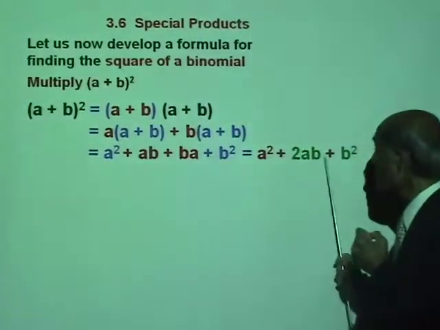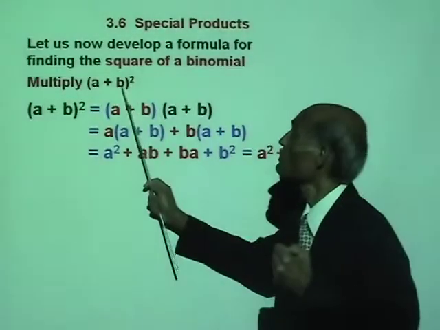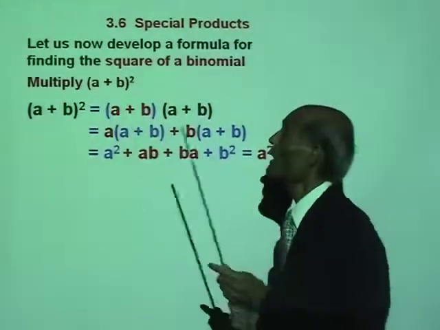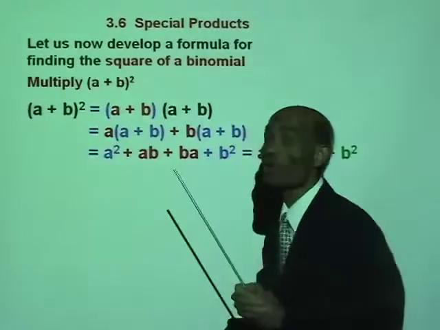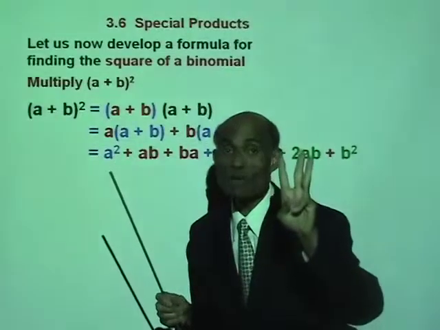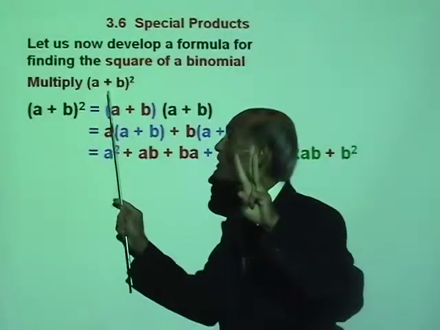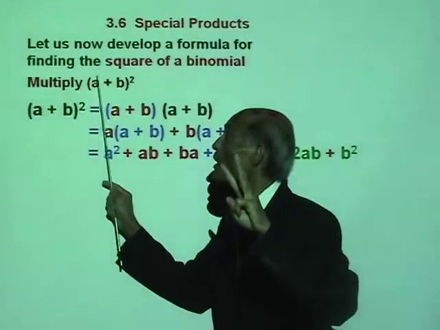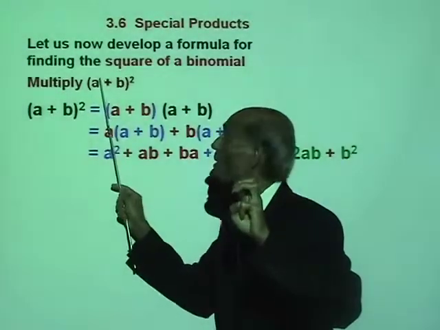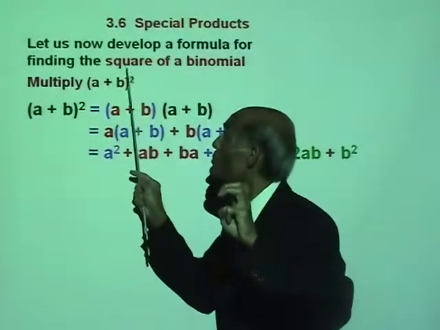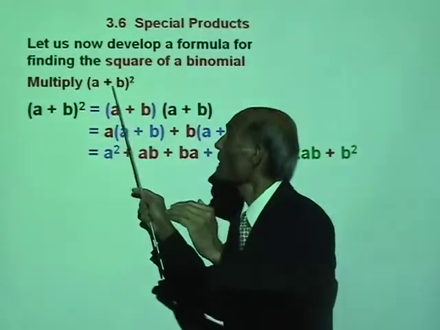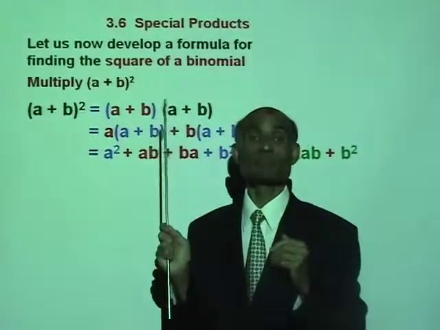So there, 2ab. What is the last term? The square of the last term. So, a plus b all squared can be obtained. How many terms are going to be there? 3. What is the first term? The square of the first, a squared. What is the middle term? Plus 2ab. What is the last term? Plus b squared. Very simple.